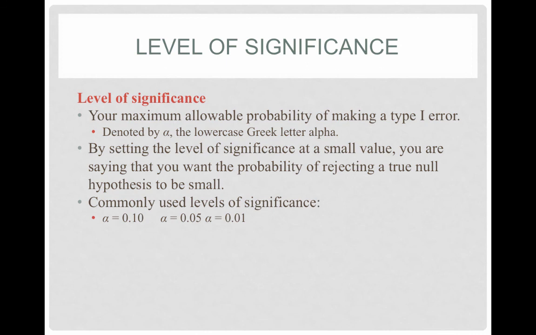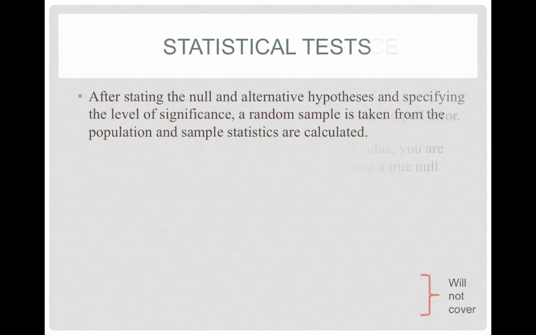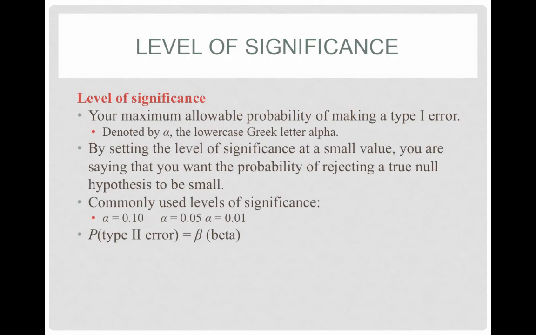Commonly used levels of significance are 10%, 5%, and 1%. In research, very rarely do you see 10%. We'll use it some just so you get used to working with different alphas, but in general, we see 5% and 1% in research. The probability of making a type 2 error is referred to as beta. While we will not get to beta much in this course, those of you going on to psychology stats or business stats will certainly see beta some, and beta is referred to as the power of the test.